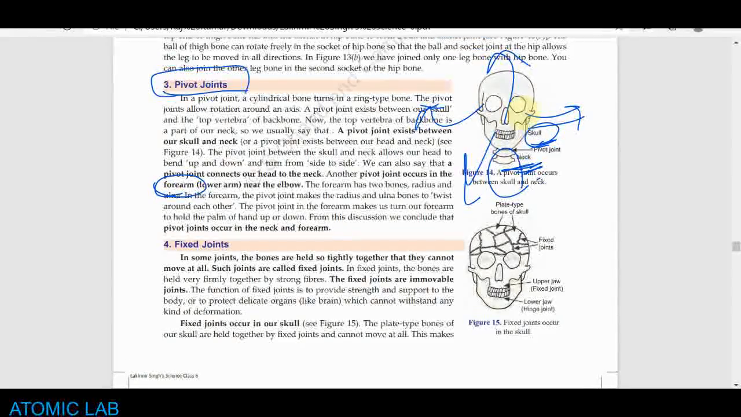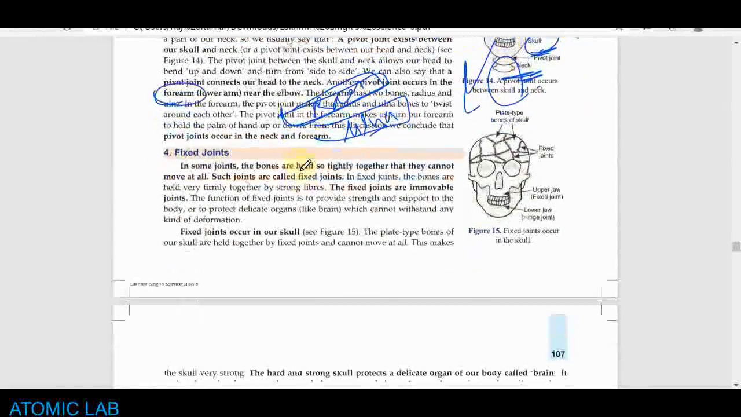In our forearm, or lower arm, we know that it is made by two bones. One is known as the radius and the second is known as the ulna. So in the lower arm, rotation is allowed, so we can easily rotate it. So this is also known as a pivot joint. I think you got the meaning of it.